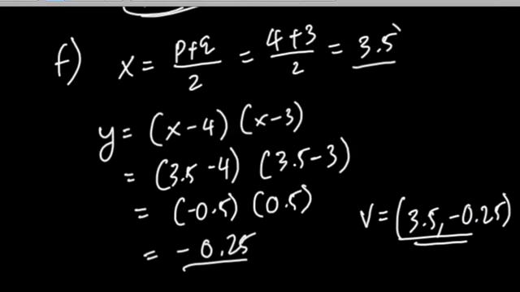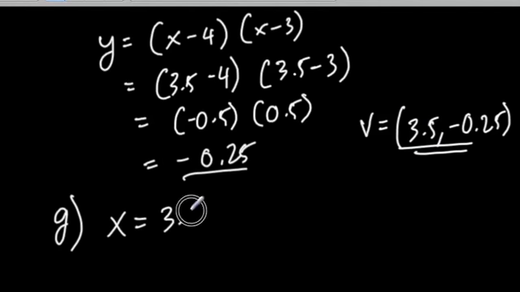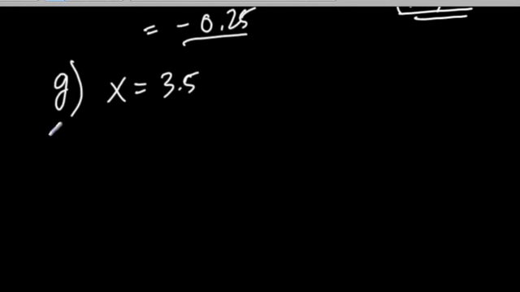And that's the coordinate of the vertex. Now, G says find the equation of the axis of symmetry. Well, the axis of symmetry will go through 3.5. So therefore, the equation of the axis of symmetry is x equals 3.5.